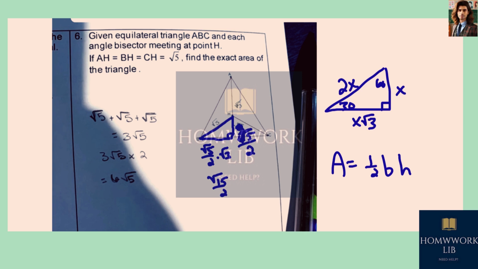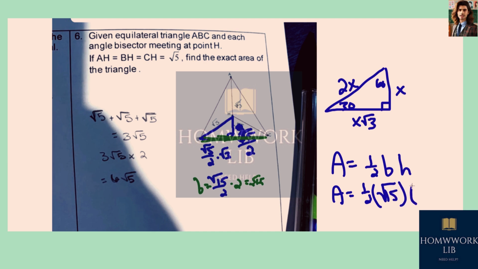But then that is just half of the full base of the triangle. So we would double it to get the square root of 15. So that is the base of the triangle, 1/2 a base of the square root of 15.